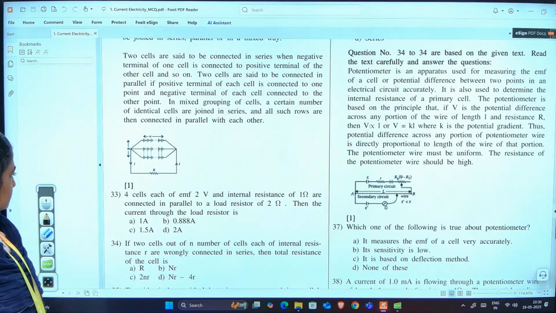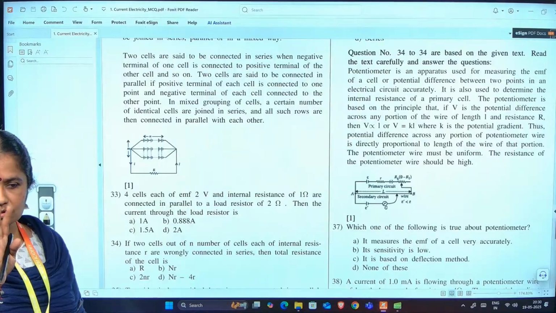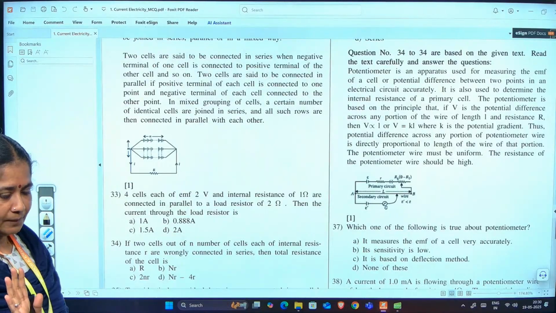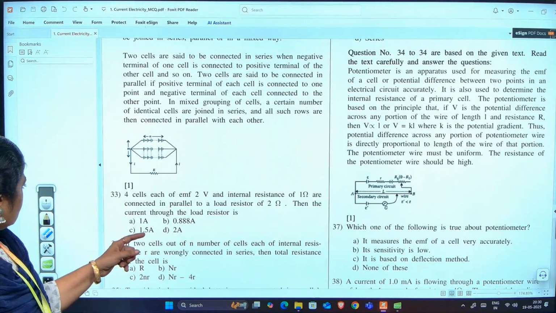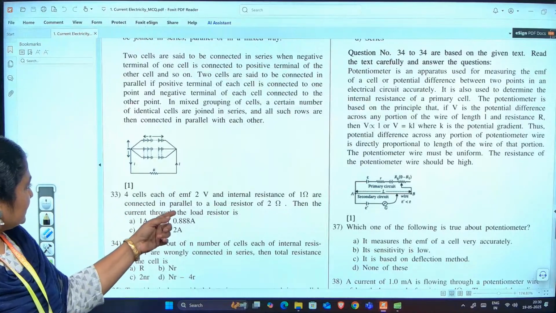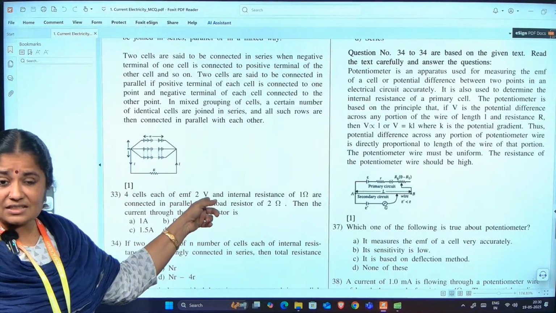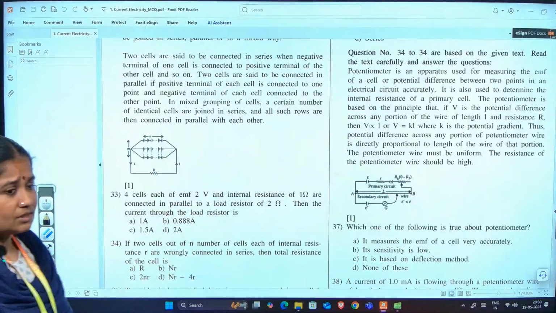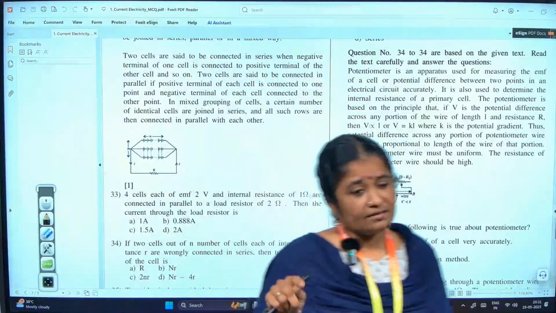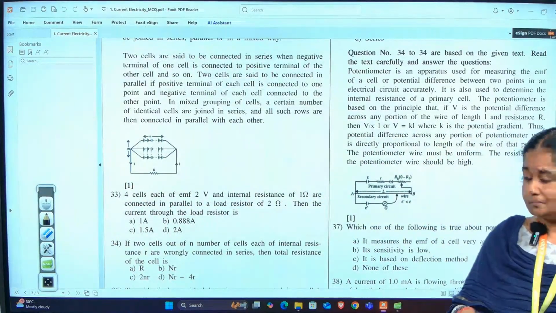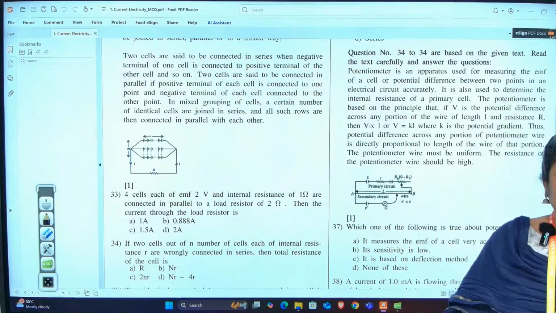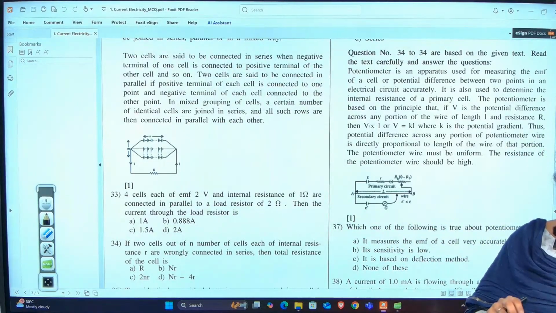Four cells, each of EMF 2 volt. In parallel, the voltage across all of them will be 2 volt. So throughout, the voltage will be 2 volt. Now for the current, with four cells, what will be the total resistance? Calculate the total resistance in the circuit. Four cells each having 1 ohm, that is in parallel, and a 2 ohm load resistor. Calculate the total resistance in the circuit.